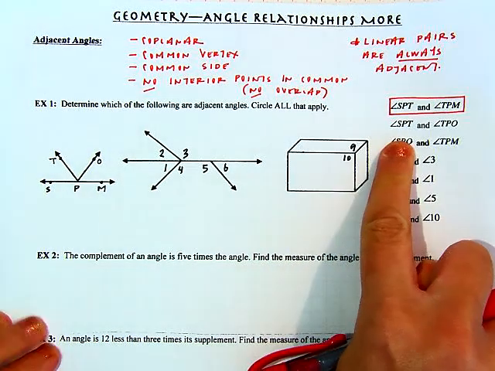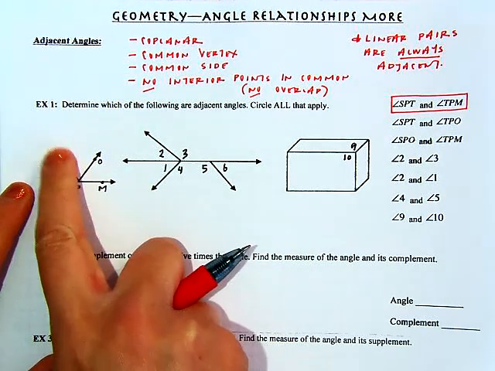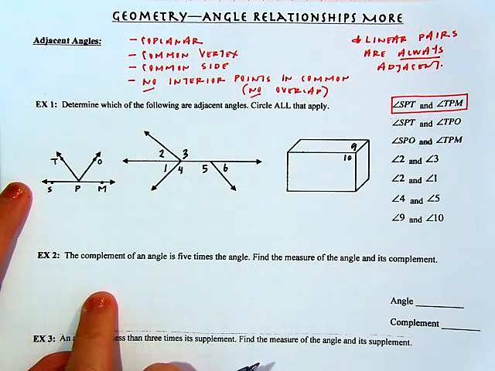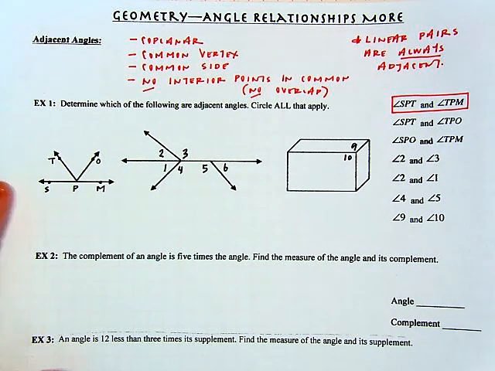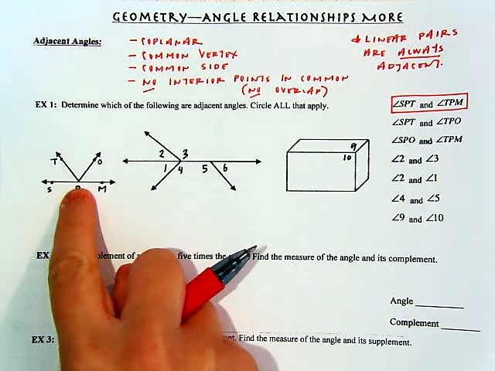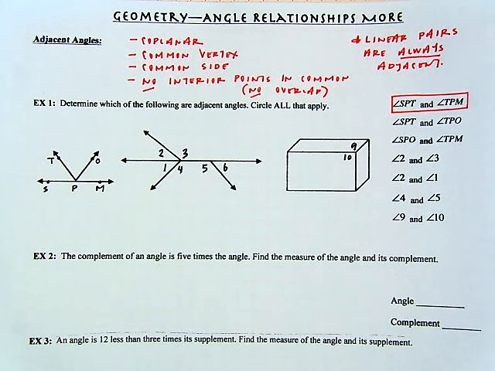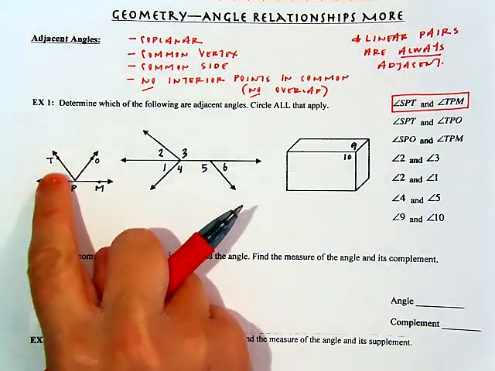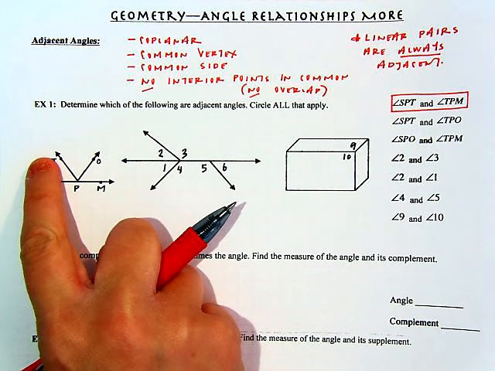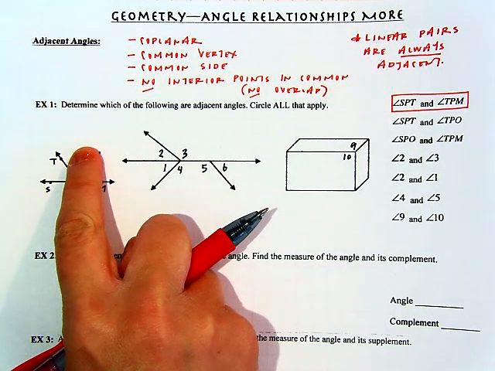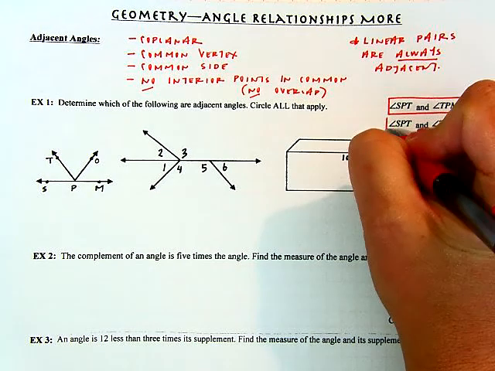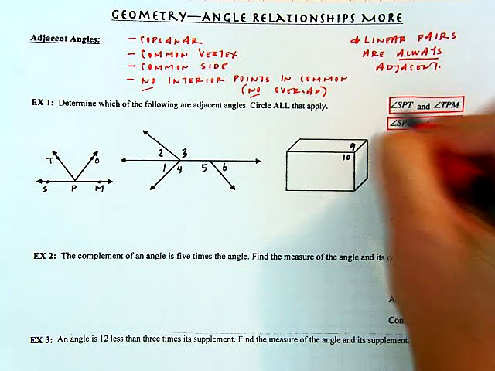How about SPT and TPO? Well, those are also going to be adjacent angles. They're coplanar. Here's the common vertex. Here's the common side. And there are no interior points that they share in common, no overlap. If I pick a point over here, it's not going to be in the interior of the angle that's over here instead. So we are good there.